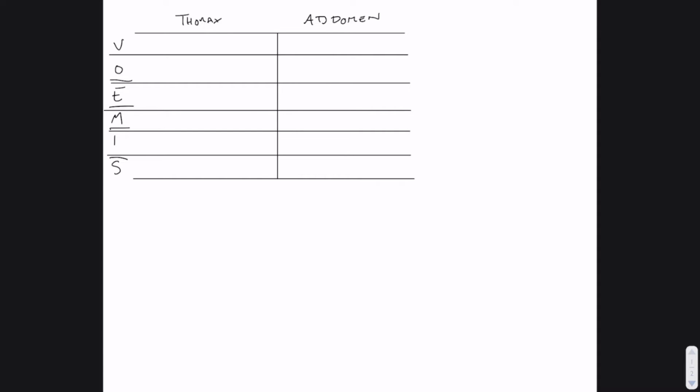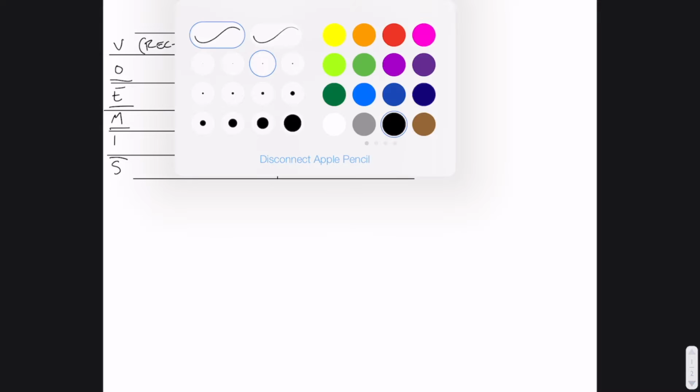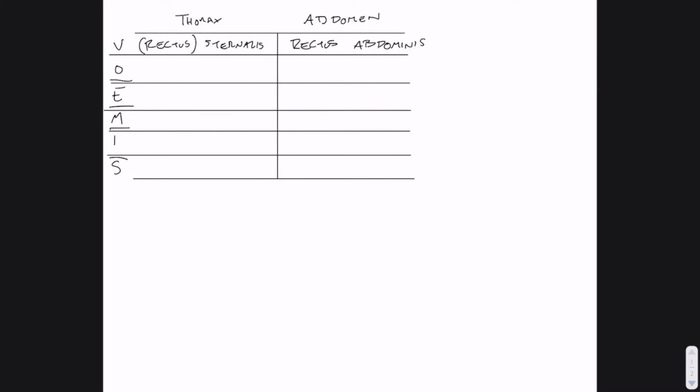So in the thorax, we have the muscle called the rectus sternalis. You can also just call it the sternalis and omit the rectus there. In the abdomen, that muscle is called the rectus abdominis. So we know that is our ventral muscle.